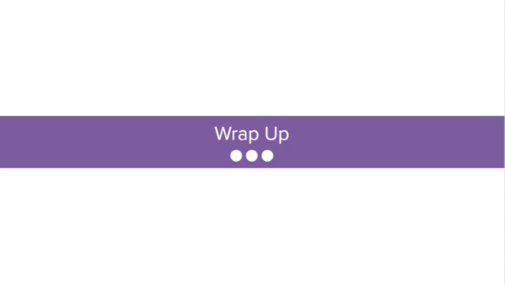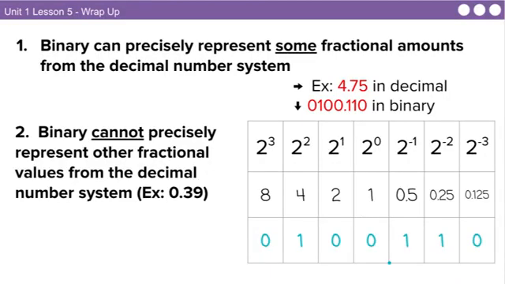To end our lesson, the most important takeaway is to understand that bits can represent a limited amount of information. Here's a couple of points first. Binary can precisely represent some fractional amounts from the decimal number system. So 4.75 in decimal would be 100.110 in binary. And this is what that looks like.